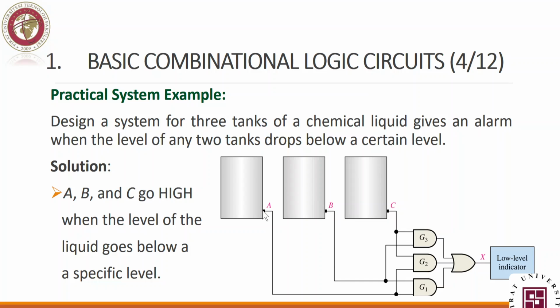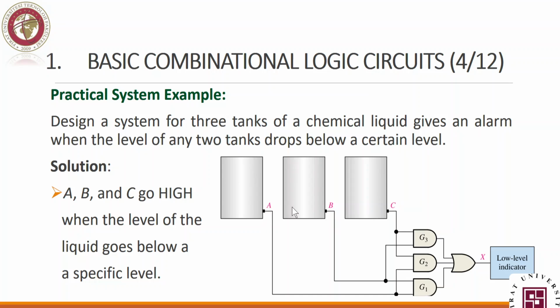Sensor will go high when the level goes down. We will learn how to do that later on, not now. But for the time being, you can just say we're going to use three sensors. They will be high, activated high, when the level of the liquid drops below a certain level. Good. Then we have the three inputs.